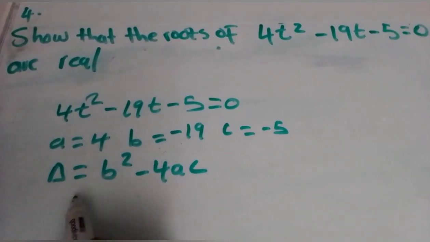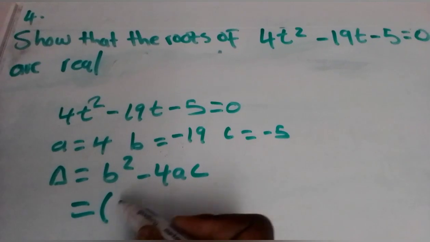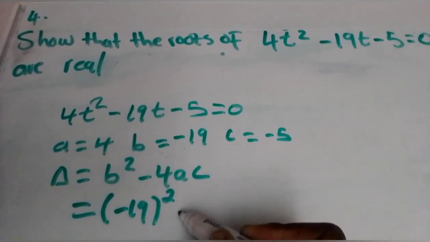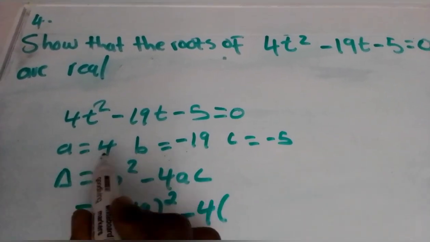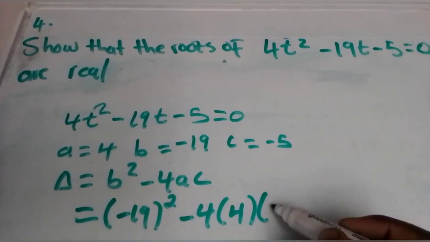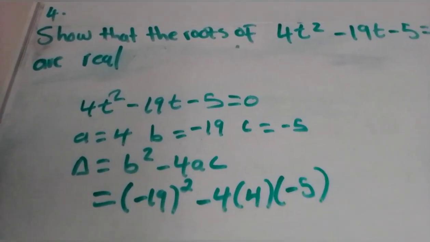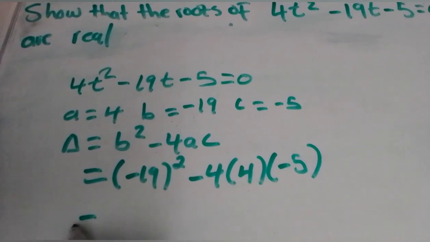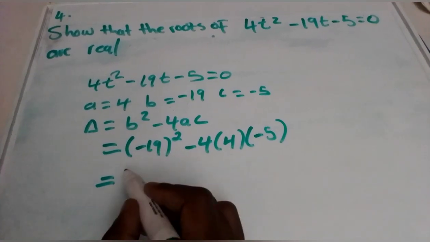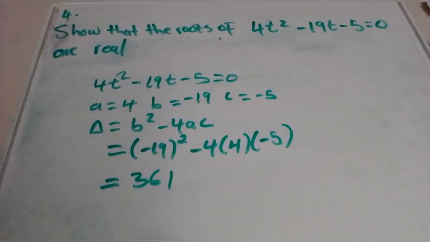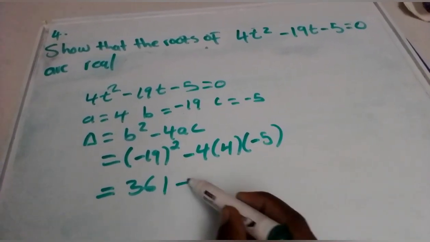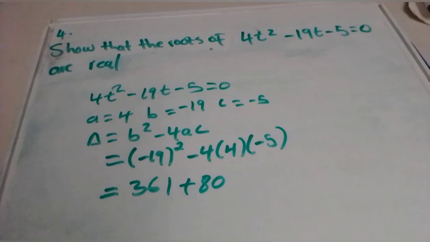Okay, now let's substitute. In the substitution part, we take it with its negative sign. So negative 19 all squared minus 4, then the value of a is positive 4, and the value of c is minus 5. Don't forget to substitute. When you substitute, there must be brackets. So just use your calculator. Now when you use a calculator, you get 361, then you see we have a negative on the bracket and outside the bracket, so it will be positive 80.